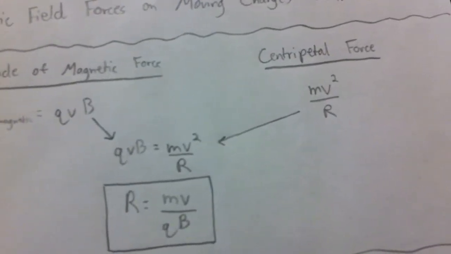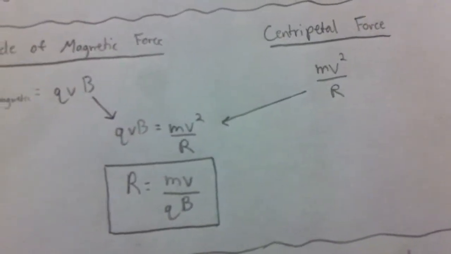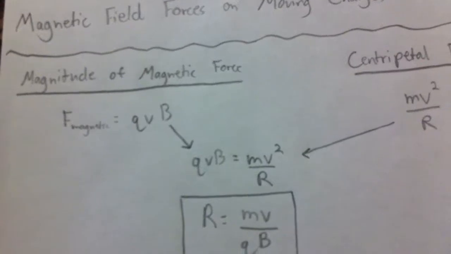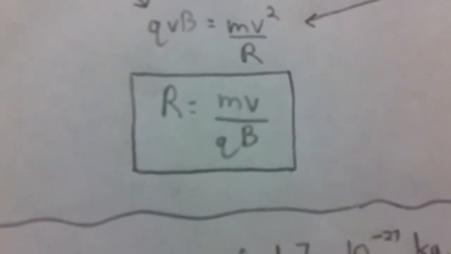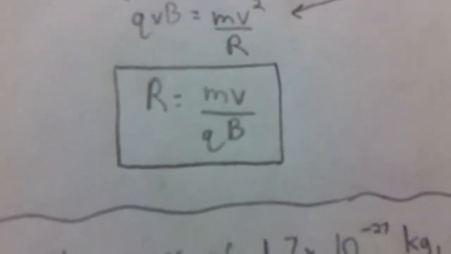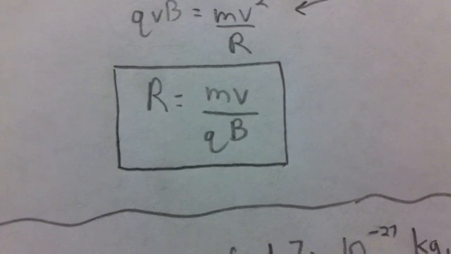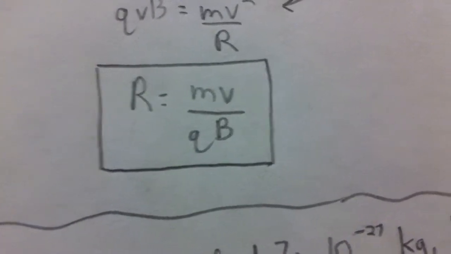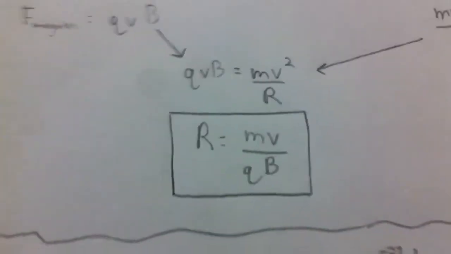When we set them equal to each other, we get what r, the radius, is going to equal in this situation. After we set qvB equal to mv squared over r, we finally get r equals mv divided by qB, which is the radius of the circular path equals the mass of the particle times the velocity of the particle over the charge of the particle times the magnetic field.